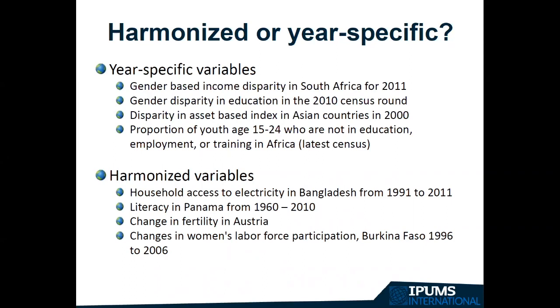But if you are studying something like access to electricity in Bangladesh from 91 to 2011, literacy in Panama from 60 to 2010, change in fertility, change in women's labor force participation, then you would use the harmonized variables.